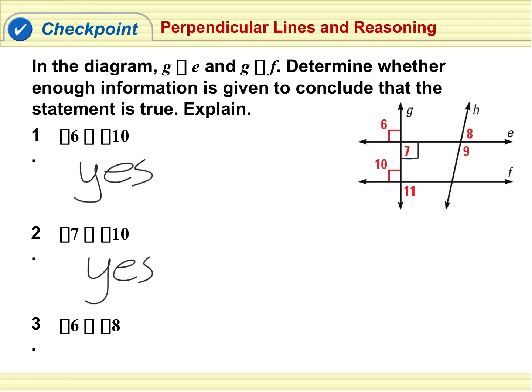What about 6 and 8? No. Why no? Because 8 is less than 90. What is the vocab term for less than 90? Acute. Yep. So this one would be no. Remember, you cannot assume things. Don't assume things unless you have the stuff to back it up. Okay?